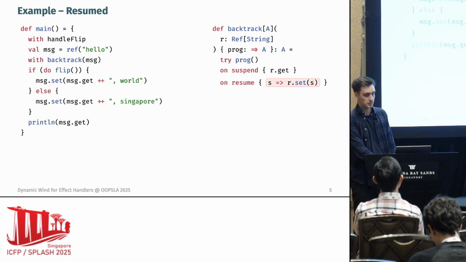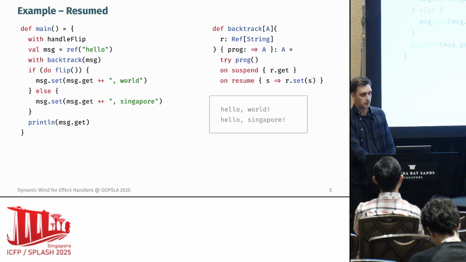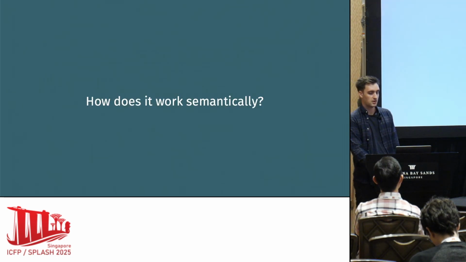So when we call the flip operation, we have to traverse through this backtrack function. So the on suspend is run and we save the value hello, and upon each resume we are restoring this value again in the on resume clause. And with this we get the desired behavior. We get hello world and hello Singapore. Okay, this is the semantics session, so let's talk semantics. How does this work?